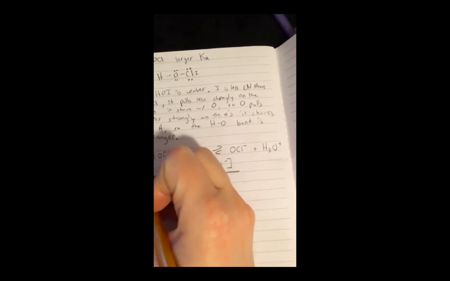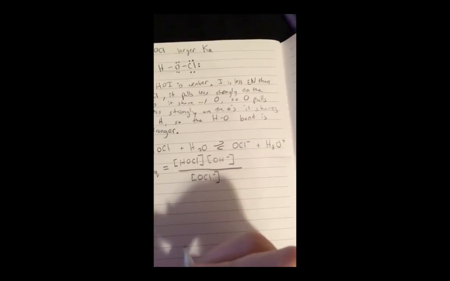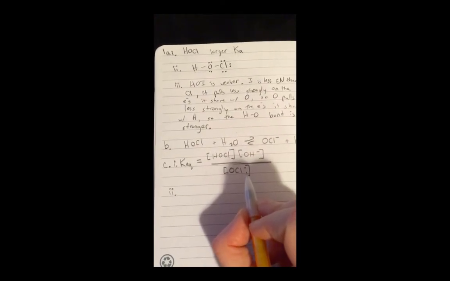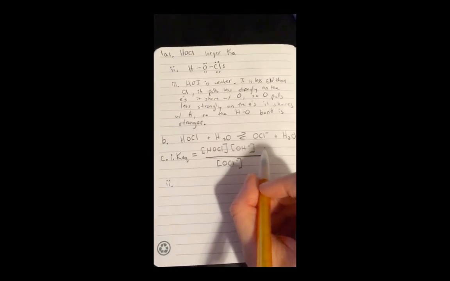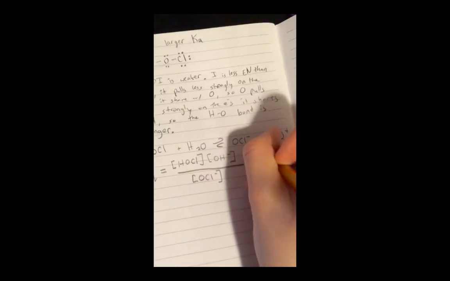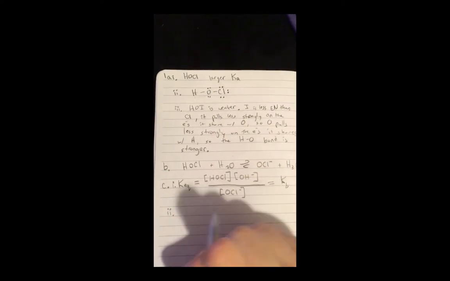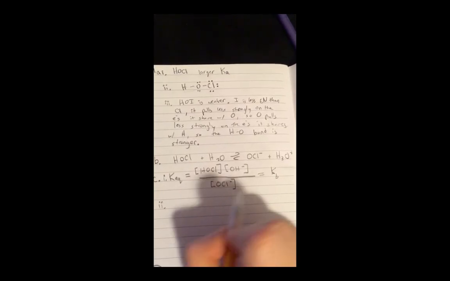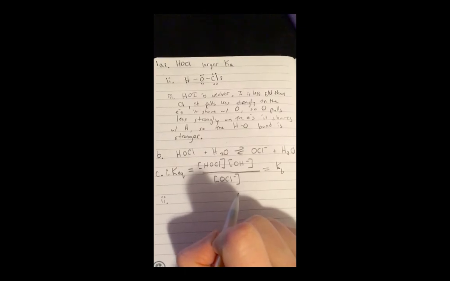So that was C-I. Now for C-II, we're supposed to calculate this value. If you look at the reaction that this is the equilibrium constant for, it's the reaction where OCl minus is acting as a base. So this is actually the Kb value for OCl minus. OCl minus is the conjugate base of HOCl.